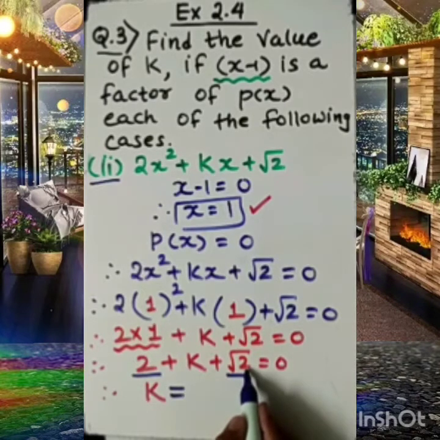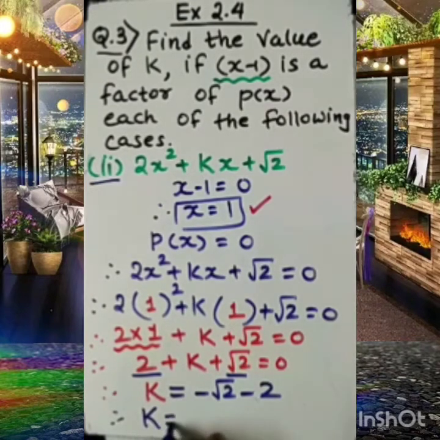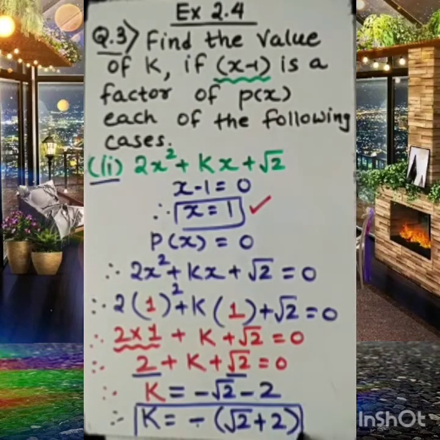So what will be with us? This will be minus root 2 and this will also be minus, so it will be minus 2. So the final answer, we can say the value of k equal to, if we take out minus common from this, then it will be root 2 plus 2. So the final value of k with us is minus, in bracket, root 2 plus 2. This is our complete solution, which is quite easy.